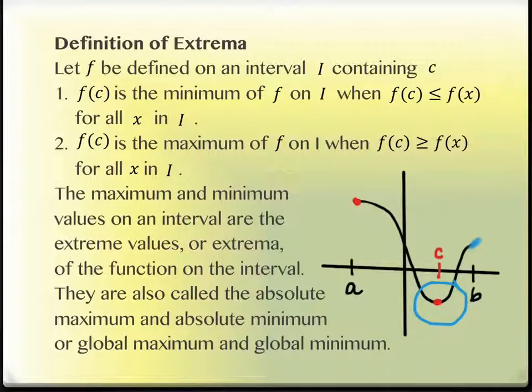When we're working with this, there are a couple of different types of extrema. The extrema I just referenced is called a relative extrema. If it's the absolute smallest in the entire graph, it's called an absolute extrema. So the maximum and minimum values on the interval are extreme values, or extrema of the function on the interval. They're also called absolute maximums and absolute minimums, or some resources will call them global maximums or global minimums. So there are two types of extrema, ones in a nearby area and ones that are absolute.